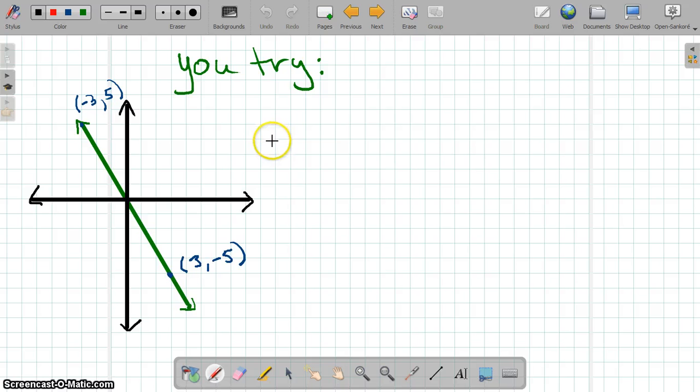Okay, now you are going to try. I've actually put even the points on here, so if you want to calculate the slope, you can calculate the slope, or if you can just count it out on the grid. So, time for you to try.